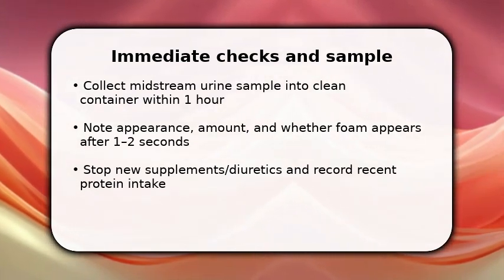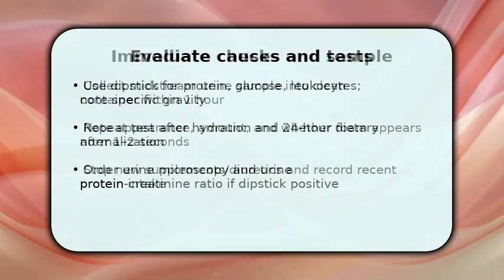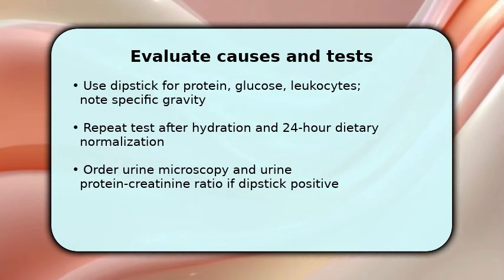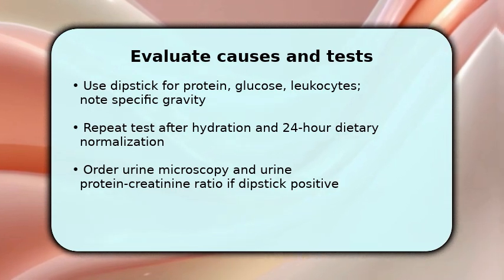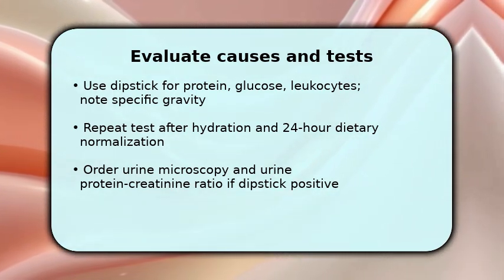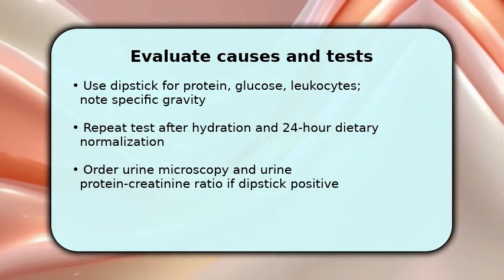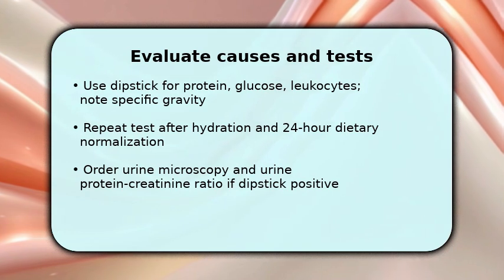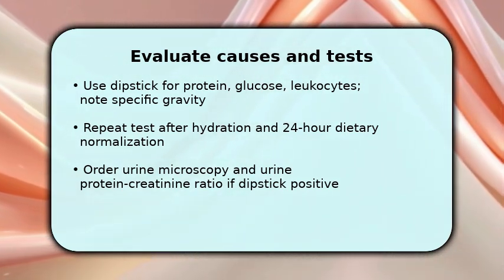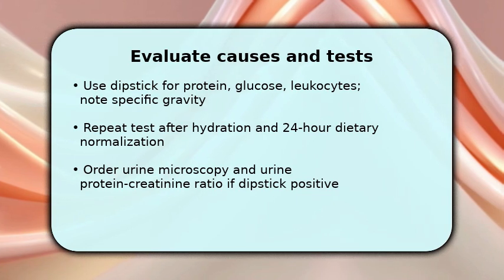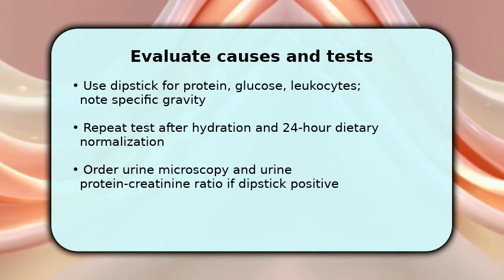You next evaluate causes. Perform a urine dipstick checking protein, glucose, and leukocytes, plus specific gravity because concentrated urine foams more. Once you see a positive protein trace, repeat the test after adequate hydration and normal diet to rule out transient values. If protein persists, order urine microscopy and a urine protein to creatinine ratio or 24-hour urine protein to quantify loss.